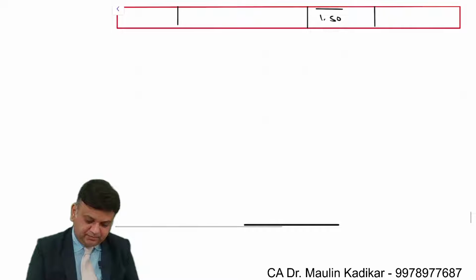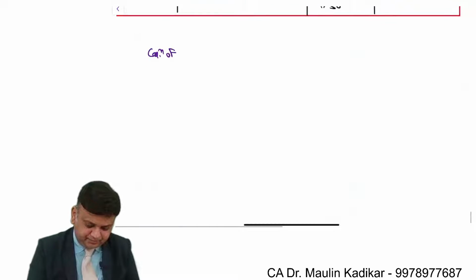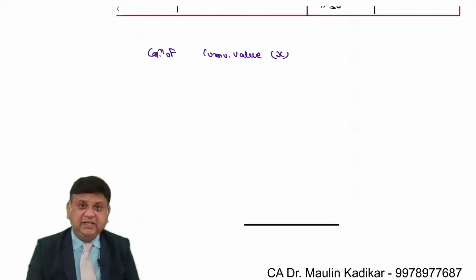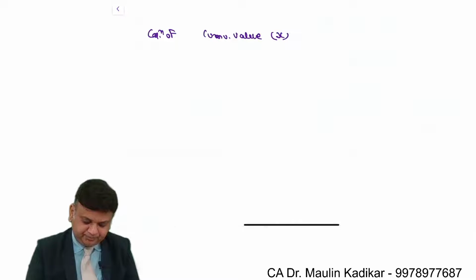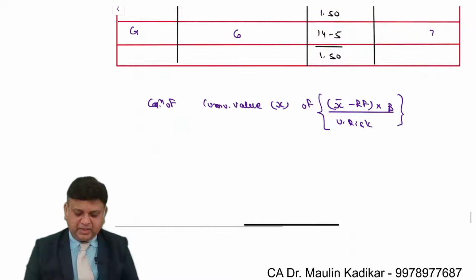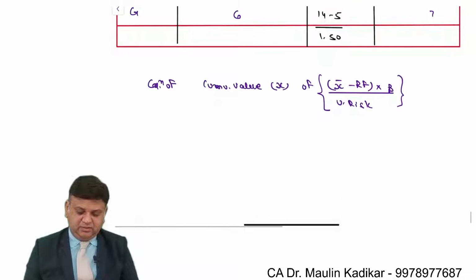So let us move on further. Calculation of cumulative value, I am assigning X variable to it, of X bar minus RF into beta divided by unsystematic risk. This is what we are required to calculate.